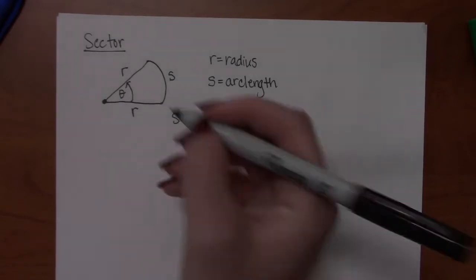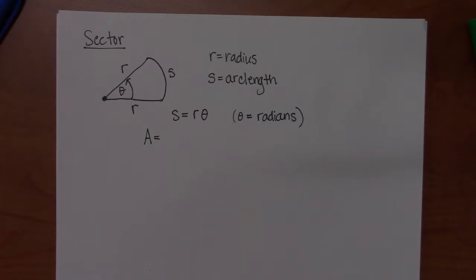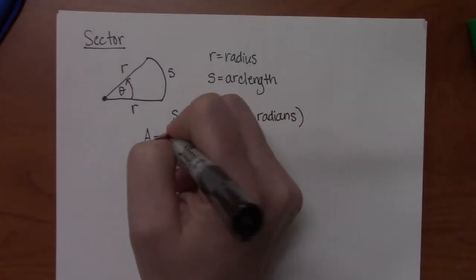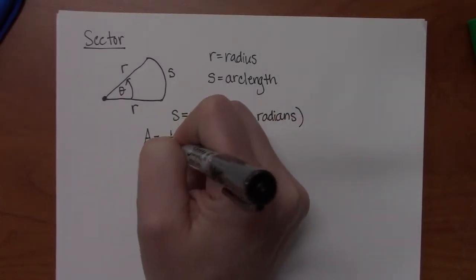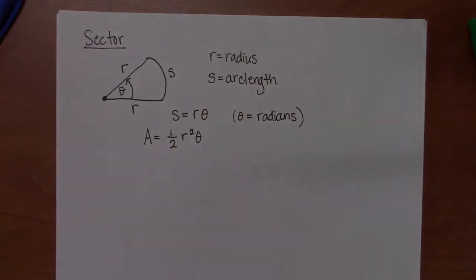We can also find the area of this sector, and there are actually multiple incarnations of this formula. The first one that we can look at is 1/2 r squared theta, where once again, theta is in radians.